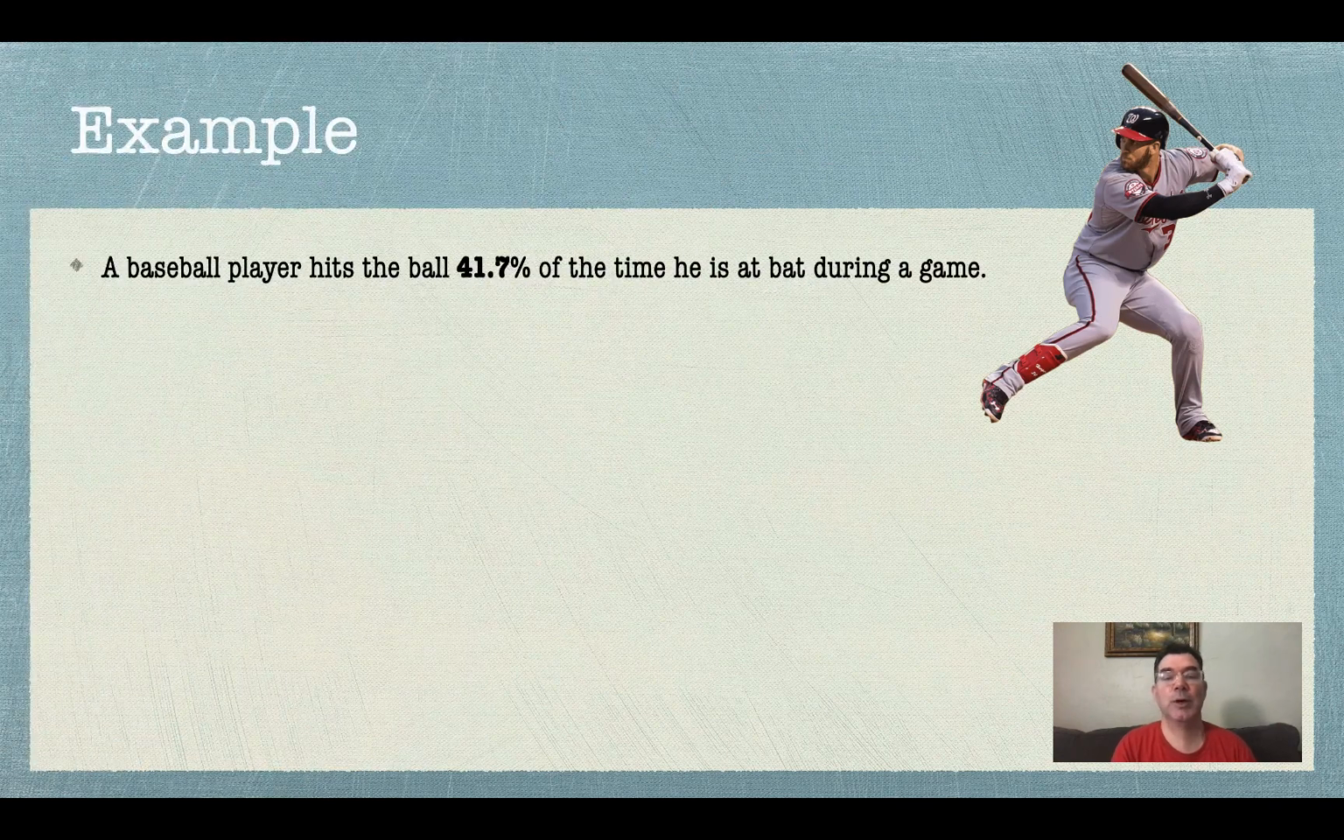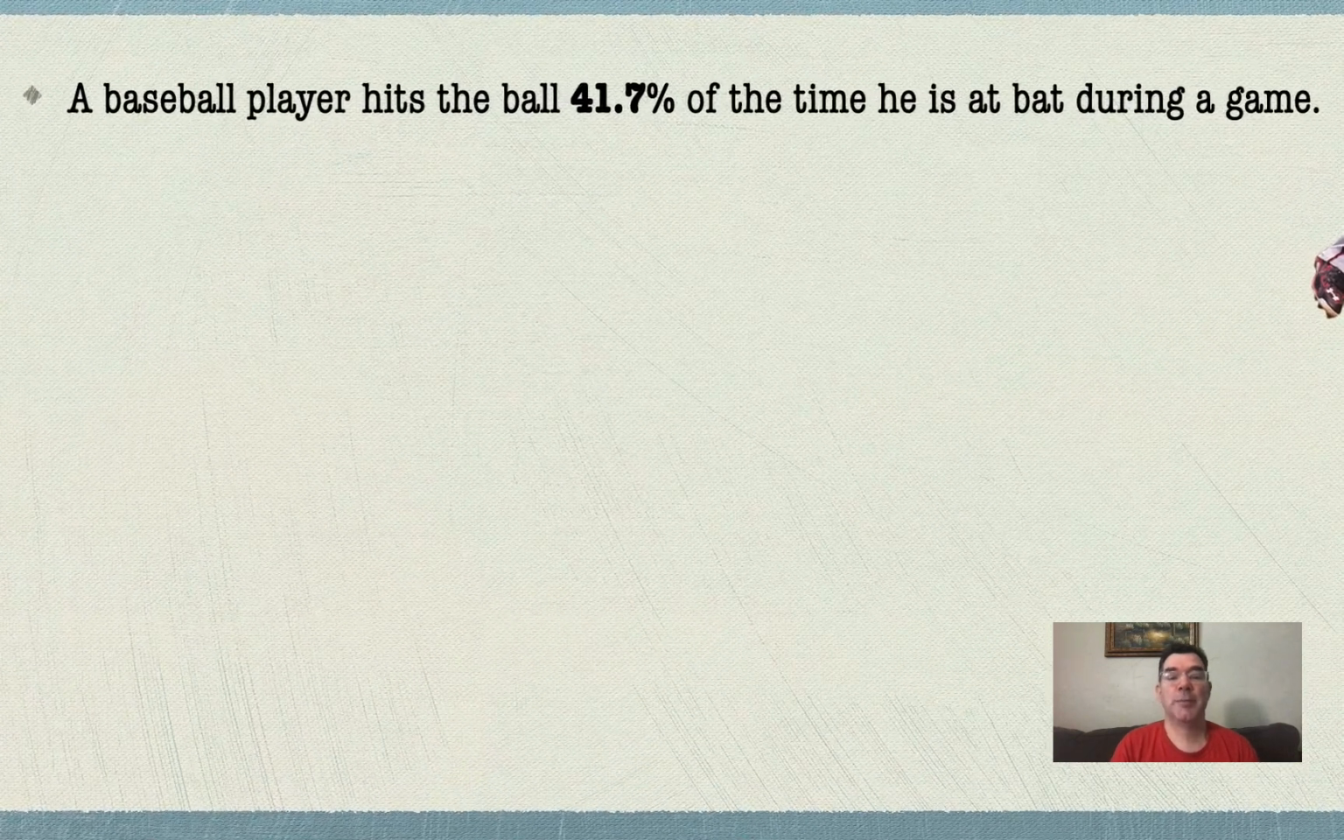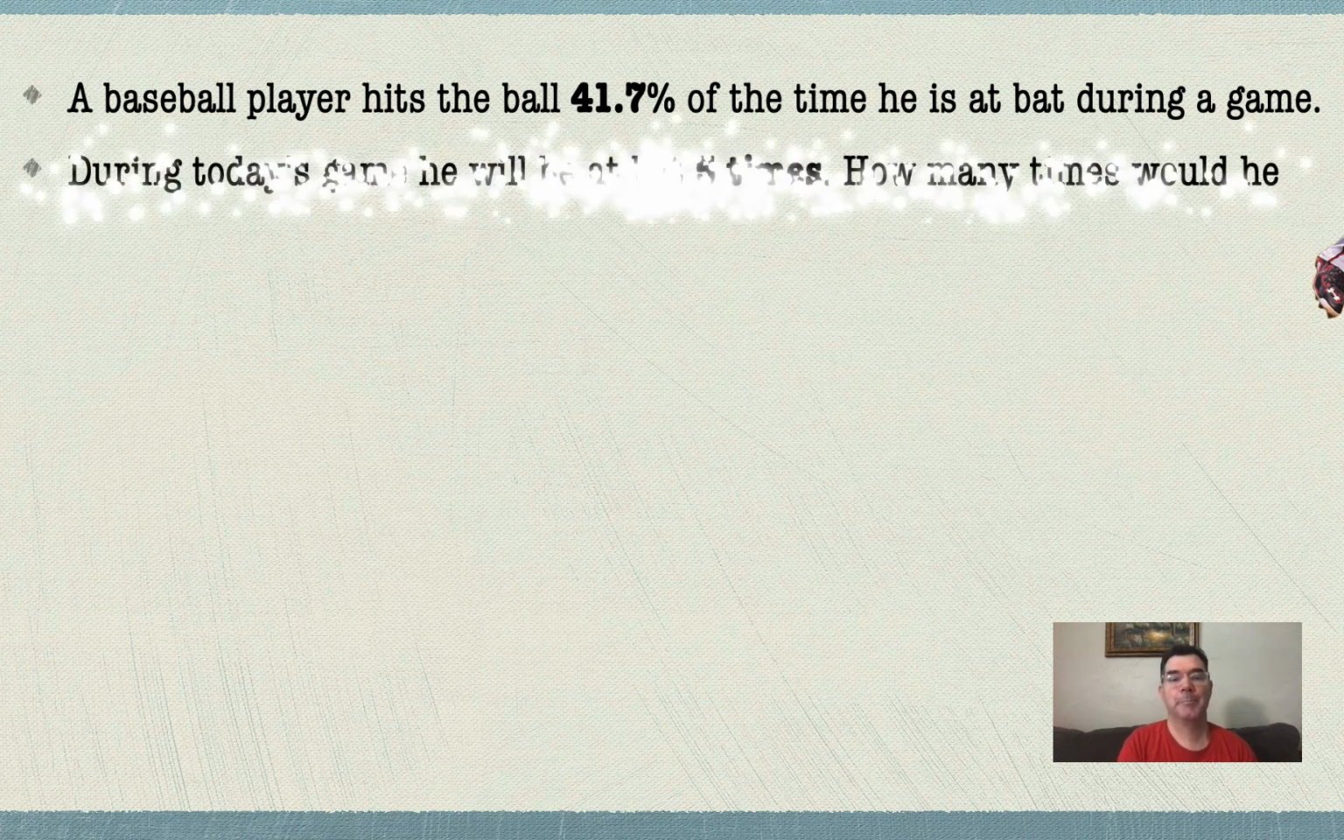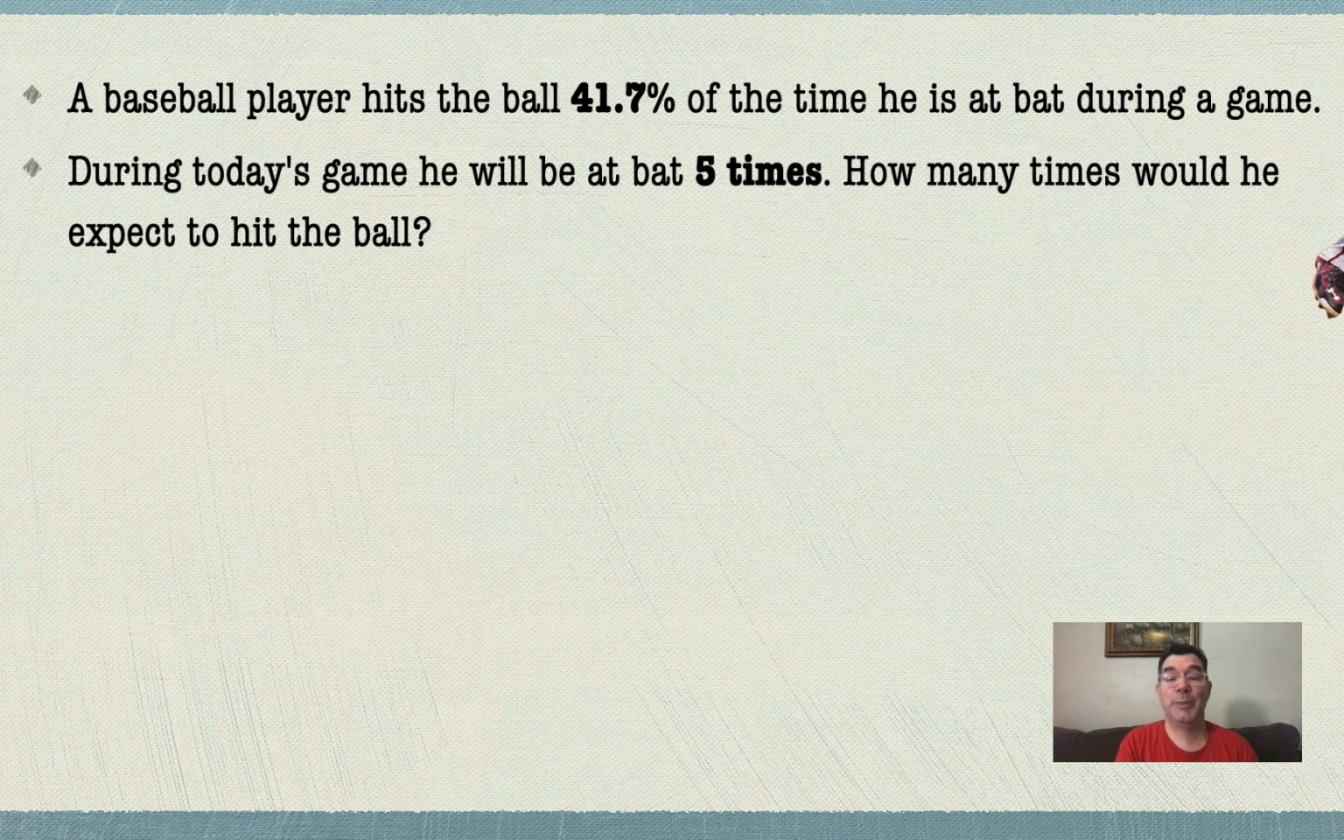So here's an example of what I'm talking about. There's a baseball player that hits the ball 41.7% of the time that he is at bat during a game. During today's game, he will be at bat 5 times. How many times would he expect to hit the ball? Well, I take that probability of 0.417 and I multiply it by the 5 times that he will be at bat, and I can expect him to hit the ball 2.085 times.